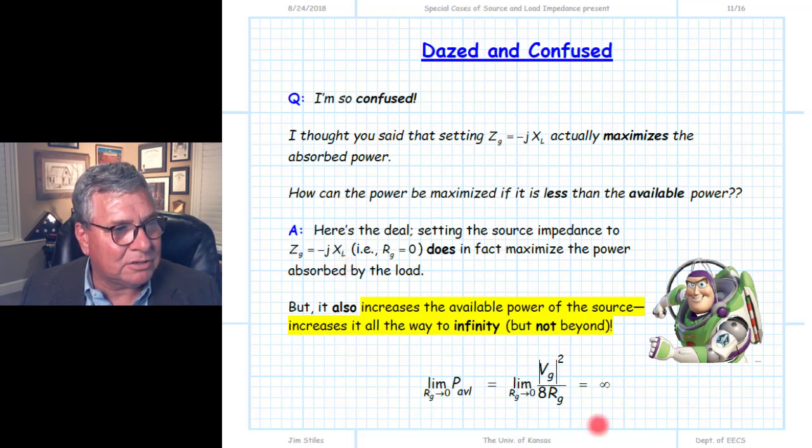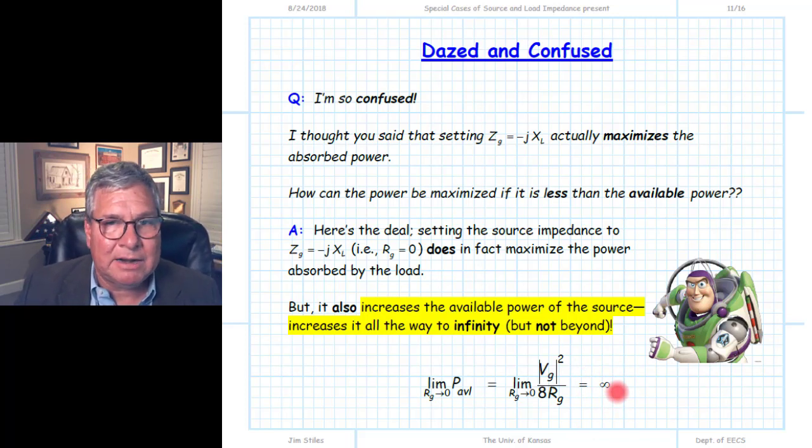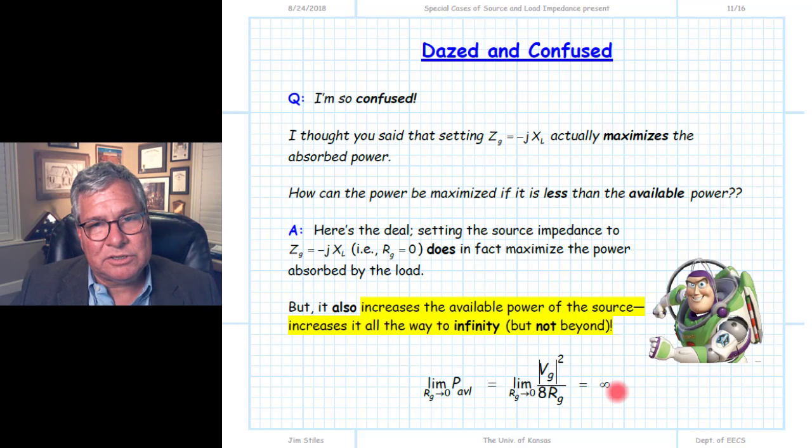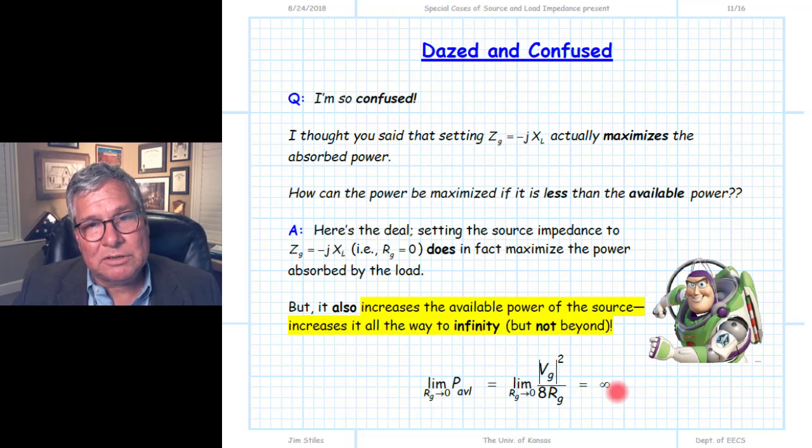If we do the math, it turns out the available power of that source is equal to infinity. The available power is the magnitude squared of VG over 8 times RG, the real part of the source impedance. Yet the source impedance, in this case, has a real part which is 0, since it's purely reactive. In other words, a source with a purely reactive source impedance has infinite available power. And that's why, of course, the power absorbed by the load is less than the available power, not because the power absorbed by the load is somehow diminished or small. No, it's because the available power has exploded to infinity, and therefore any power absorbed by the load is going to be less than that infinite power.